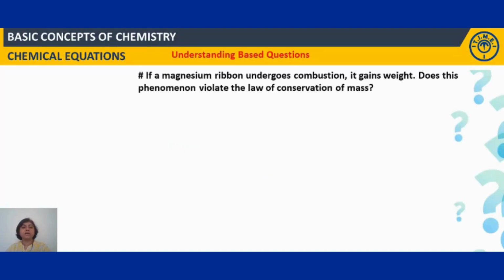Next question is, if a magnesium ribbon undergoes combustion, it gains weight. Does this phenomenon violate the law of conservation of mass? Okay. So first I will just give you a simple example. During Diwali or any festival, when you burst crackers, you can see that the magnesium ribbon we burn forms a white dazzling flame. We enjoy it, right?